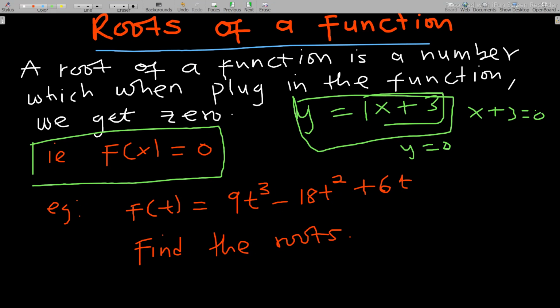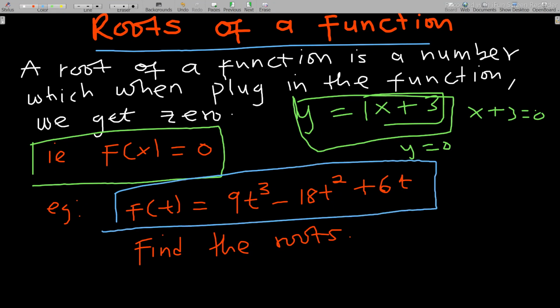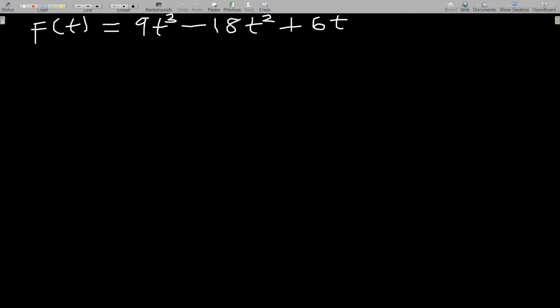And now we have an example here to do. Okay, we have f of t here given as this. This time our domain is in terms of t, so we are supposed to find the roots of this. Okay, let's quickly go ahead and find it, and then that will be our lesson for this subtopic or this topic.